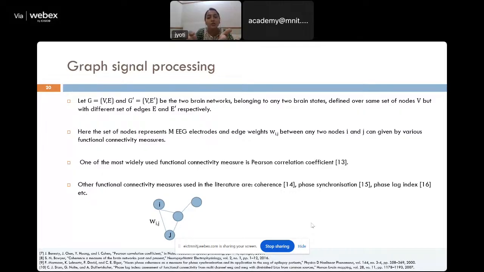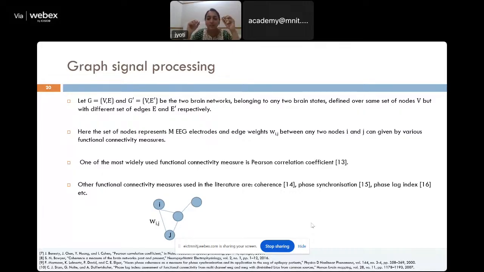Pearson correlation coefficient just gives the linear relation between any two electrodes, but coherence is a frequency domain measure, and Pearson correlation coefficient is a time domain measure. Phase synchronization will tell you the phase relation between any two electrodes. So there are different kinds of functional connectivity measures which acquire different information. Phase lag index is also another measure which removes the volume conduction effect from the EEG data analysis.